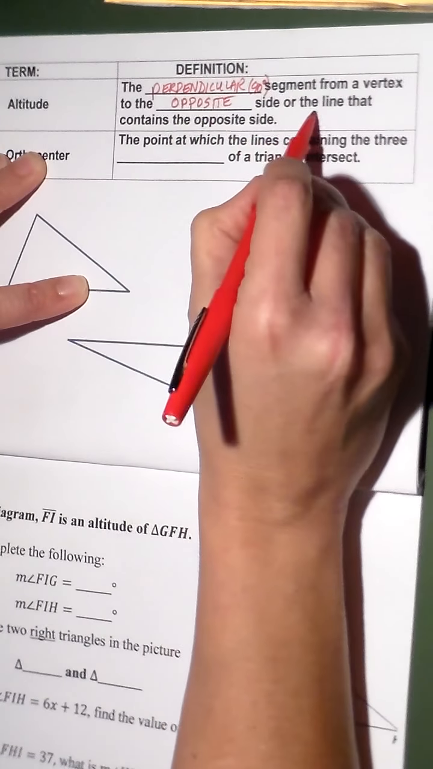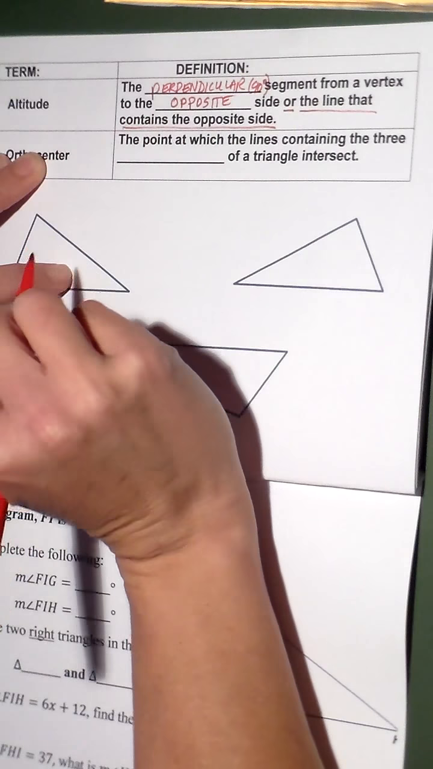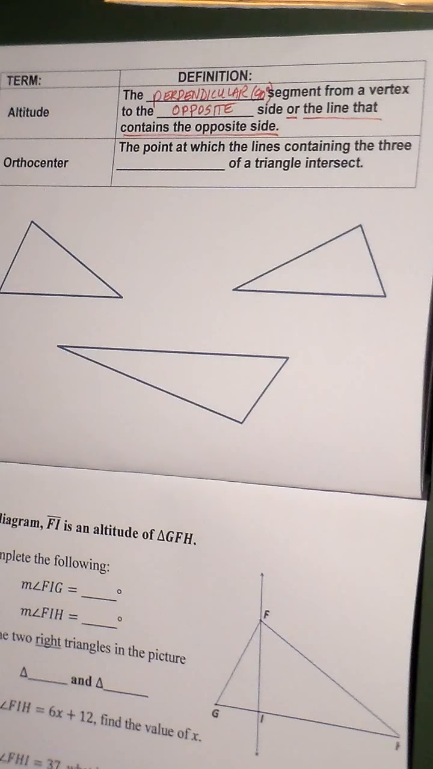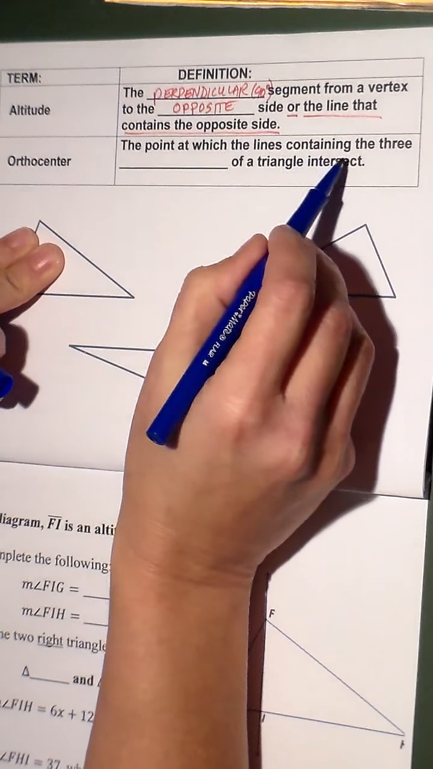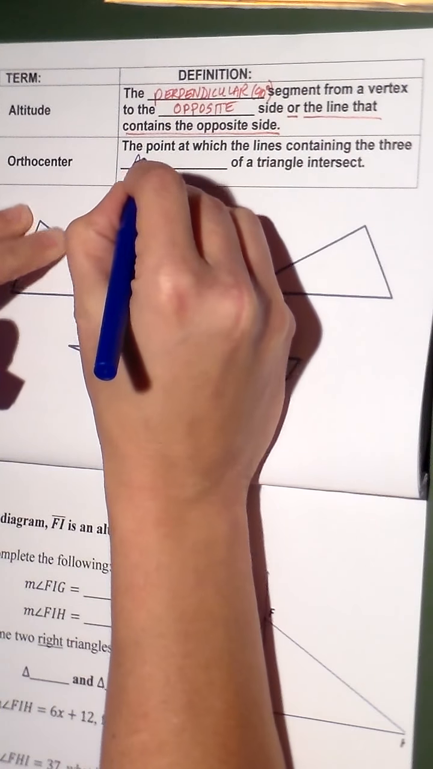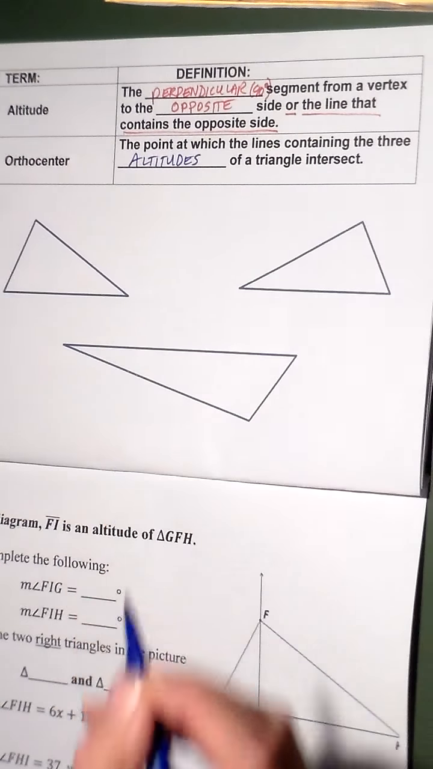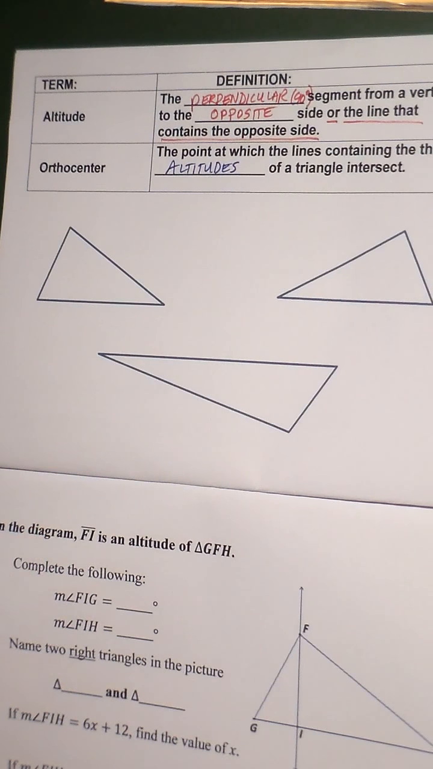Now, why do we have "or the line that contains the opposite side"? Remember, we talked about in class, altitudes can go outside the triangles. It depends on the kind of triangle you have. So the orthocenter is the point at which the lines containing the three altitudes intersect. So that's the point of concurrency for the altitudes. Okay, it's the orthocenter. So let's draw the altitudes in these different types of triangles.